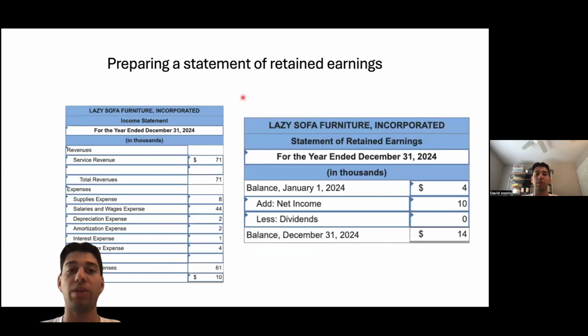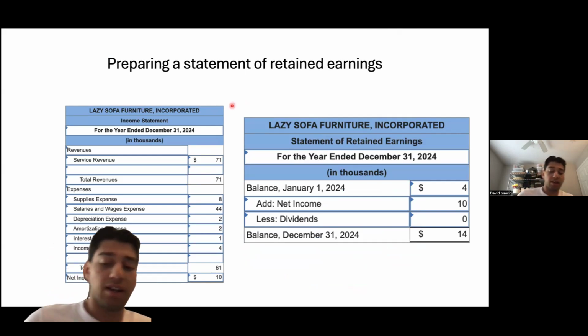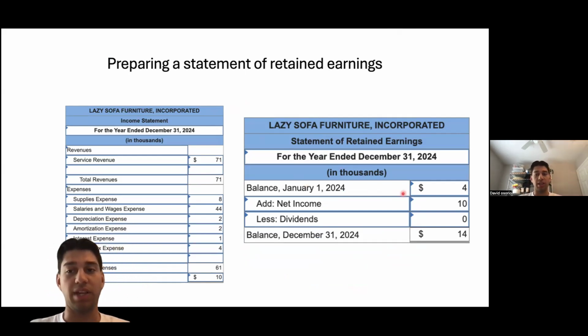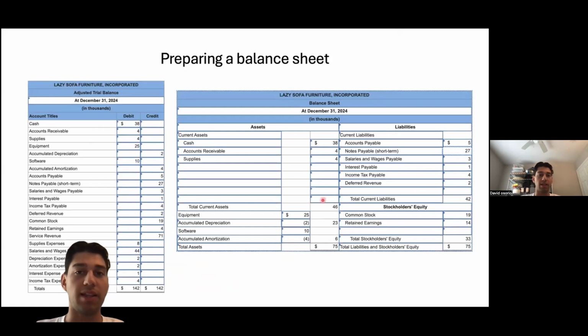And then after that, we have our statement of retained earnings. That includes our beginning retained earnings balance that we have over here, or $4, plus the net income of this year that we have in our income statement, less dividends. Since we don't have any dividends for this company this year, we don't subtract anything. So we're left with an ending retained earnings balance of $14,000. And then we can move on to preparing our balance sheet.